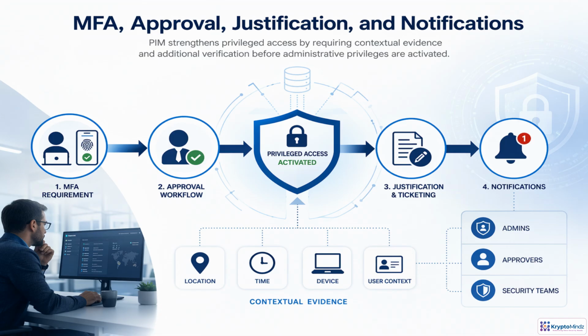Before privileged access is activated, PIM turns the request into a controlled decision, not a simple button click. MFA confirms the requester can meet strong authentication requirements. Approval adds human validation that the request makes sense. Justification and ticketing capture the business reason, so auditors can see why access was needed.